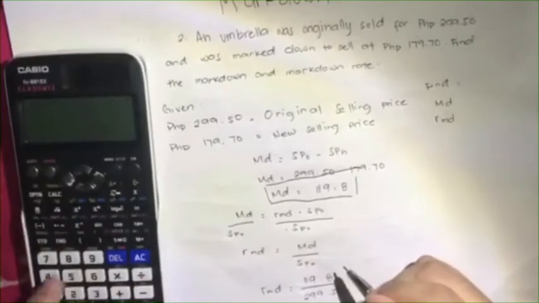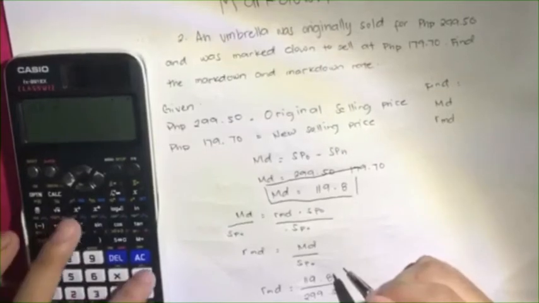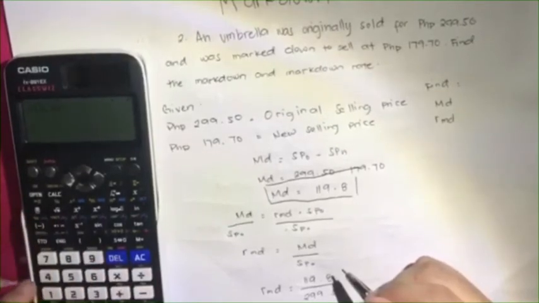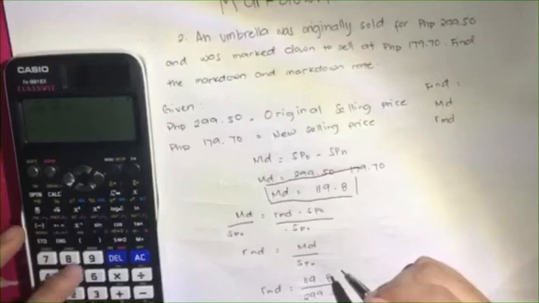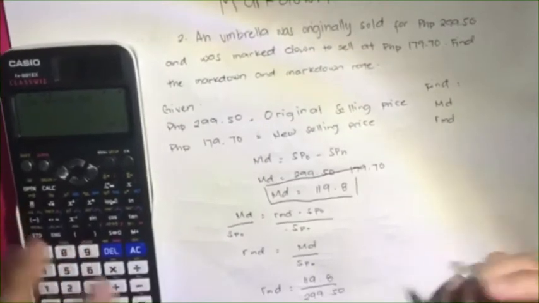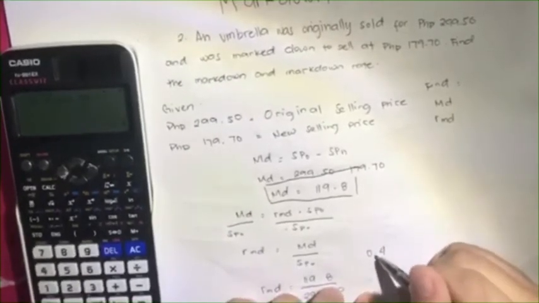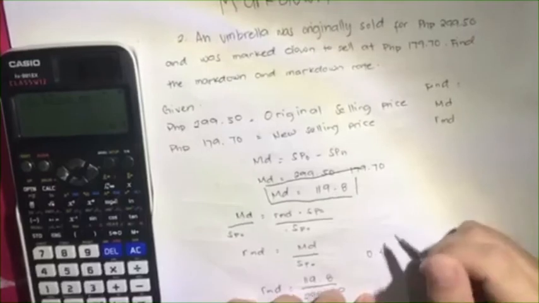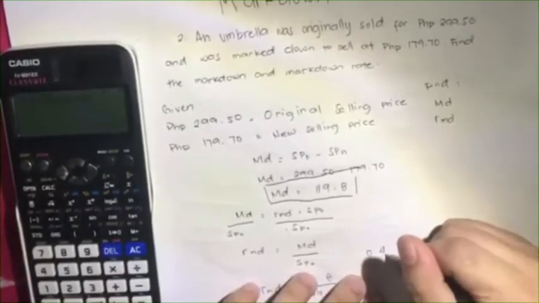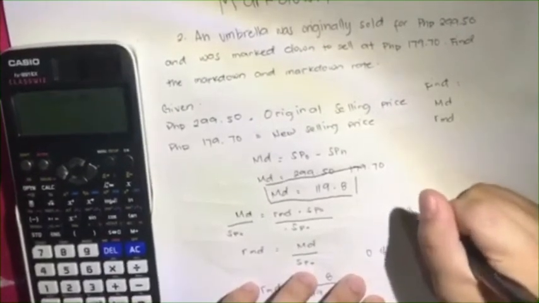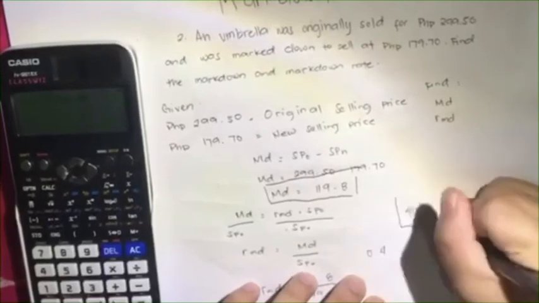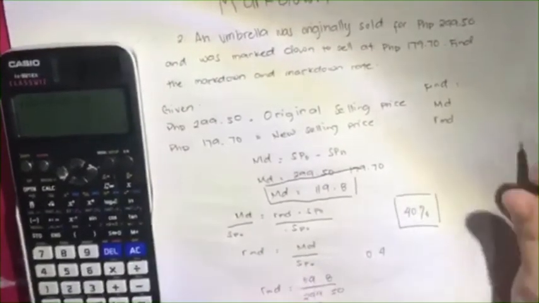So 119.8 divided by 299.50, we have 0.4, or times natin sa 100, 40%. Ito ang ating rate of markdown.